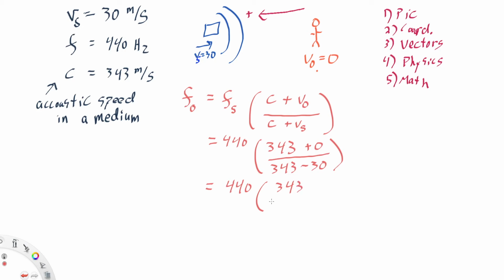So we'll have 440 times 343 over 313. All right, so 343 over 313 is bigger than 1. So our observed frequency is going to be bigger than 440, which meshes with our intuition, right? Our experience is that when the ambulance is coming toward us, we hear a higher pitch, and when it's going away from us, we hear a lower pitch. So it's nice, a little sanity check, that this does actually match what we expect.